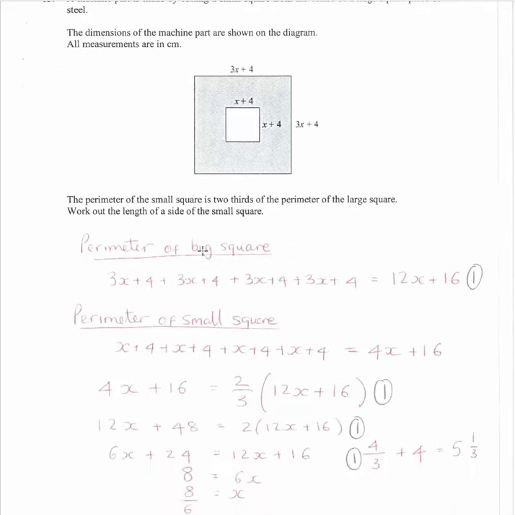Right, so the perimeter of the big square is going to be 3x plus 4, 3x plus 4, 3x plus 4, 3x plus 4, or 3x plus 4 multiplied by 4. So 4 lots of that: 12x, and 4 lots of 4, 16.